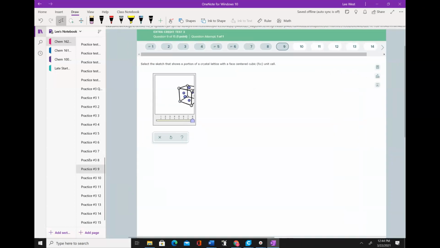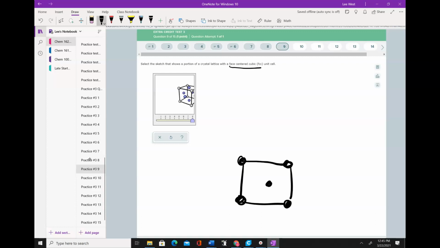Select the sketch that shows a portion of a crystal lattice with a face-centered cubic unit cell. So the important thing here is that for a face-centered cubic unit cell, every face has an atom at the corners of the unit cell and also one in the very center of the face, and that there aren't any atoms anywhere else. There's not one in the center of the unit cell, right in the body center.